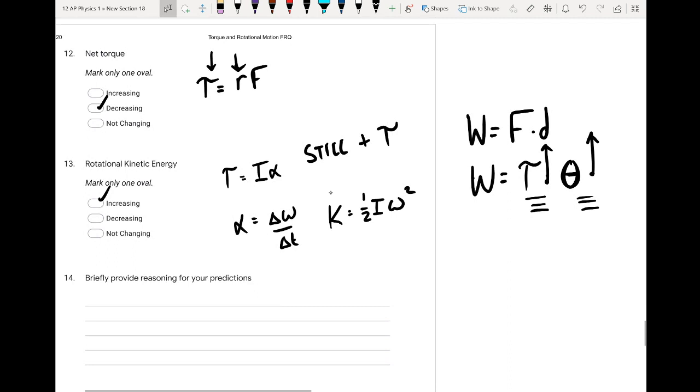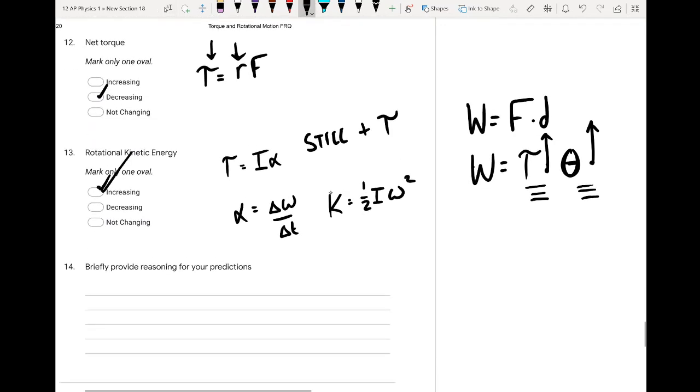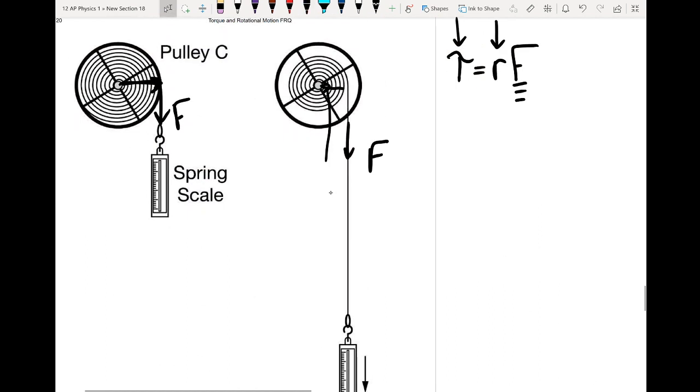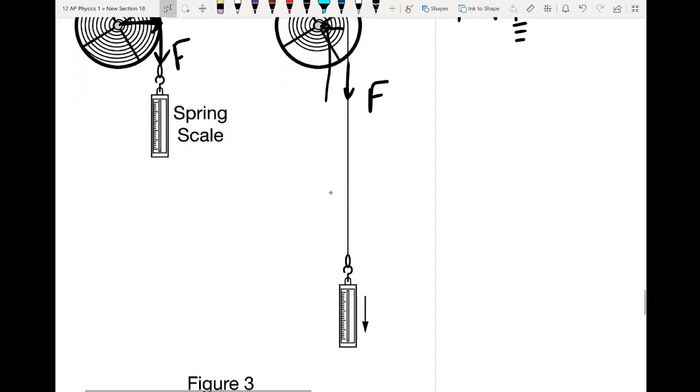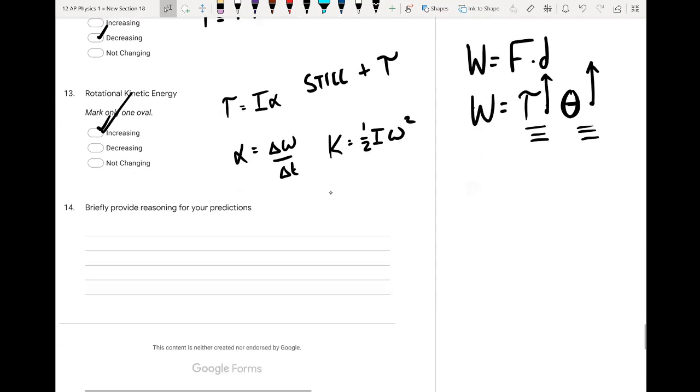So the rate of increase of rotational kinetic energy won't be increasing, but the actual rotational kinetic energy itself will be increasing. We're still doing this torque in the same direction, acting to speed it up. It'll always be speeding up, it won't be slowing down. So this rotational kinetic energy is increasing.